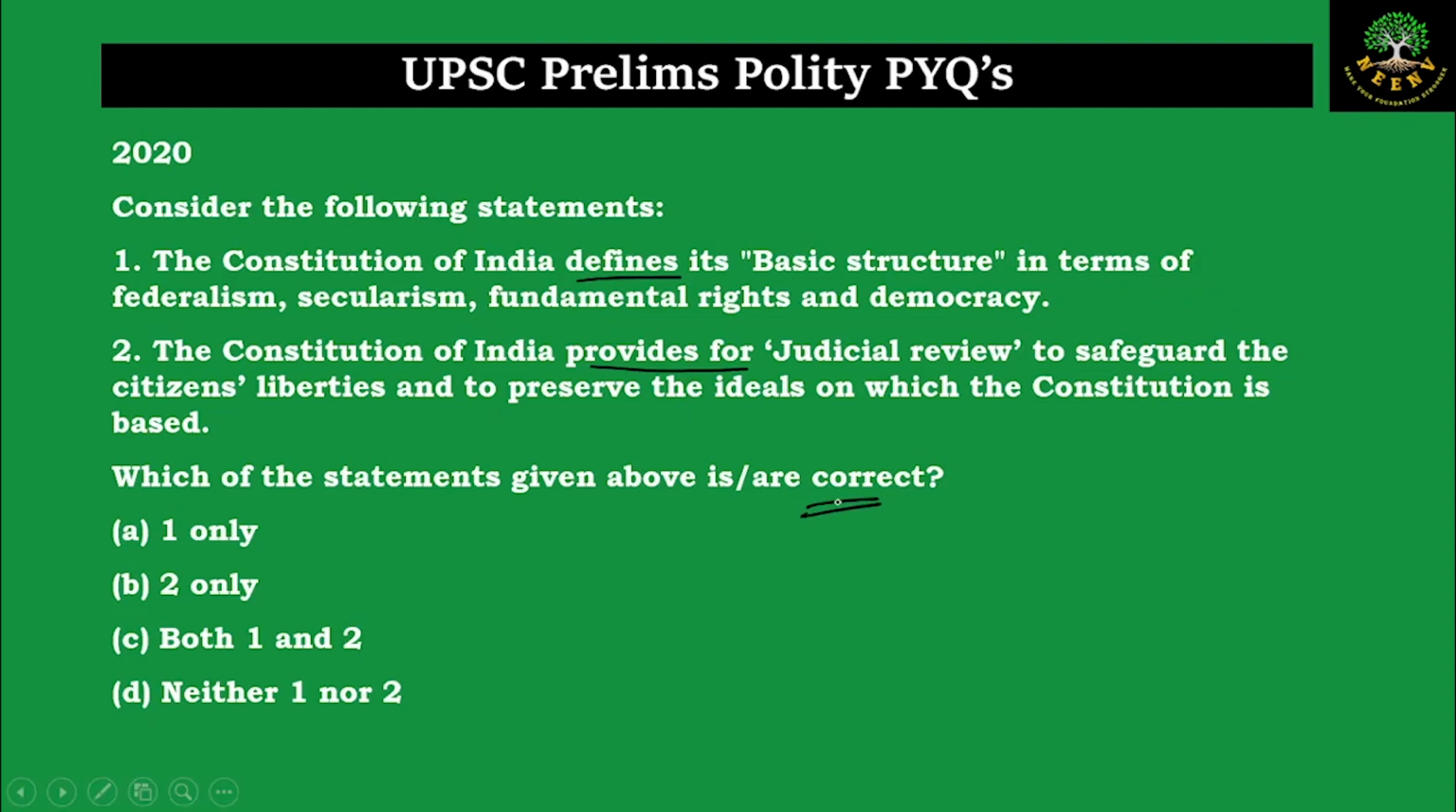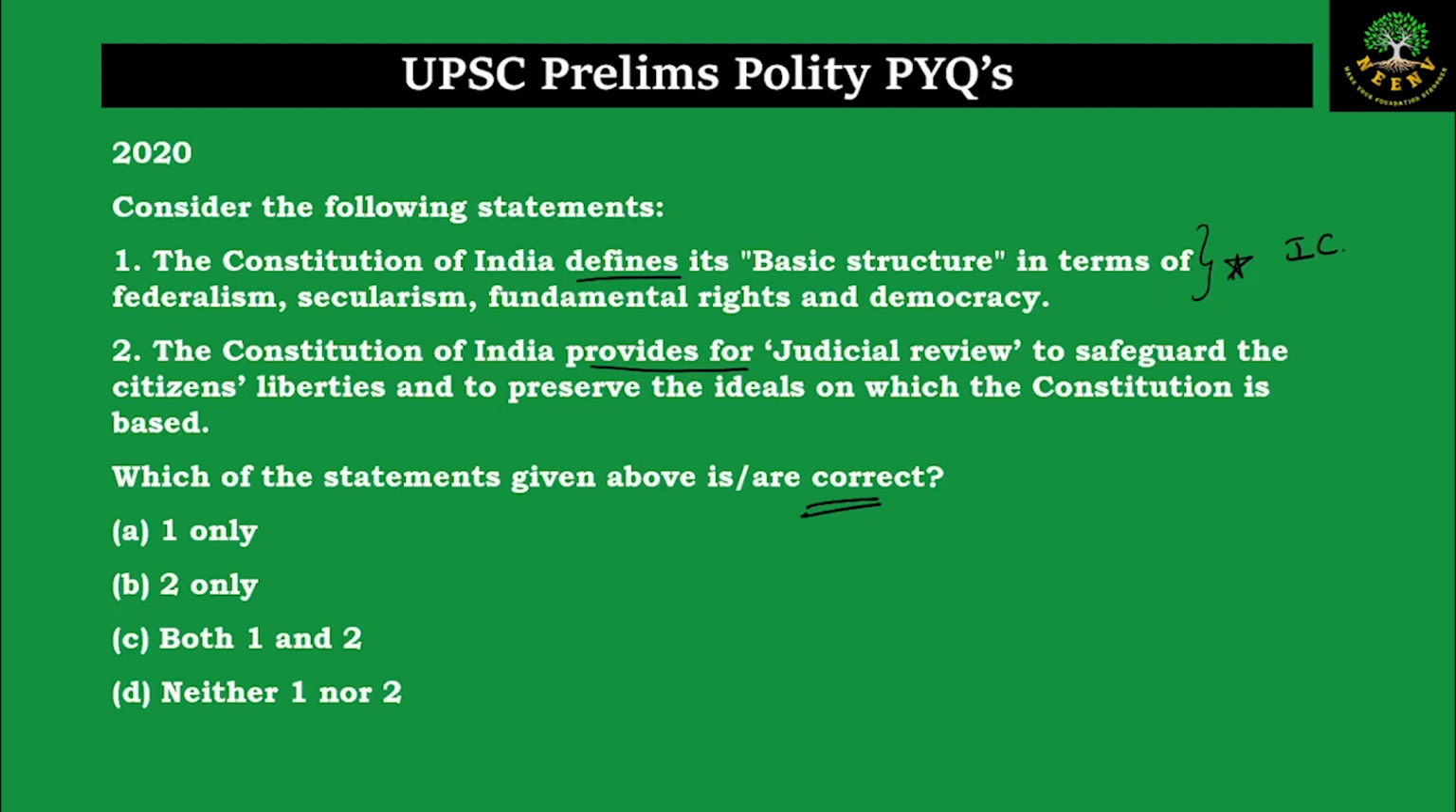Now, here the key words are the Constitution of India defines or the Constitution of India provides. So you need to read the questions very carefully. The Constitution of India nowhere defines where the basic structure is. It was the judicial evolution. Basic structure is a concept which is judicially evolved by the Supreme Court. The Constitution of India doesn't have a mention of what is the basic structure. So this statement is incorrect.